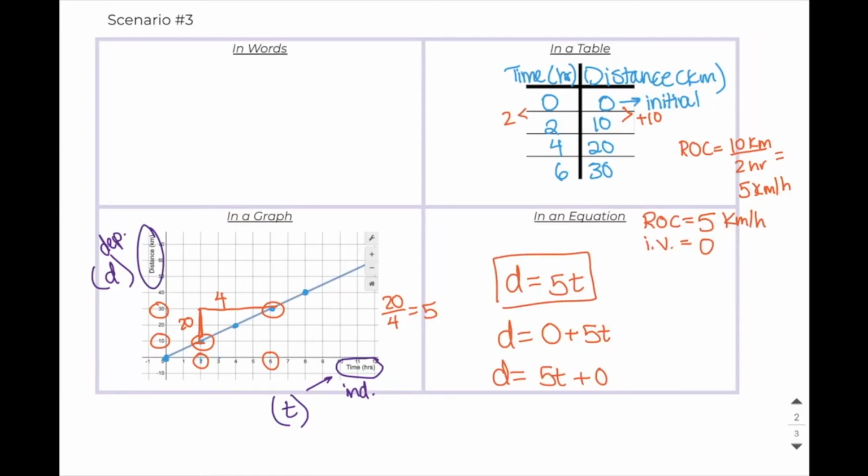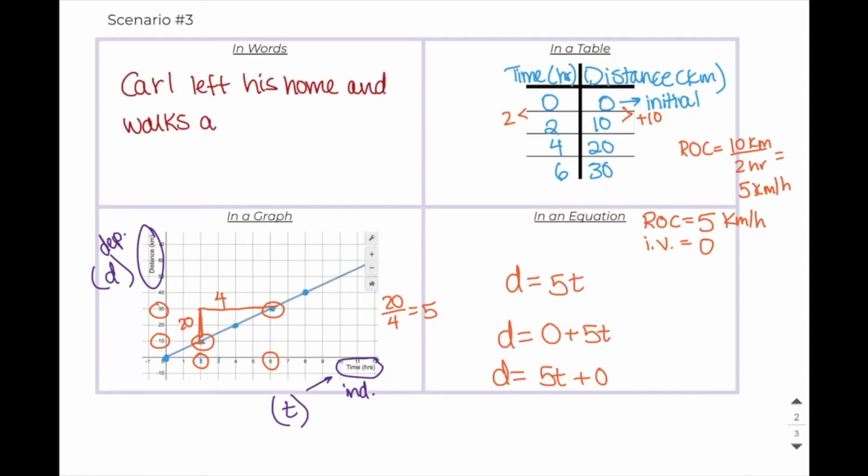Okay, so now for our words, we can just say, Carl left his home and walks at a rate of 5 kilometers per hour. So this right here, the fact that he left his home is telling us that our initial value is equal to 0. And the fact that he's walking at a rate of 5 kilometers per hour right here is telling us that our rate of change is 5.